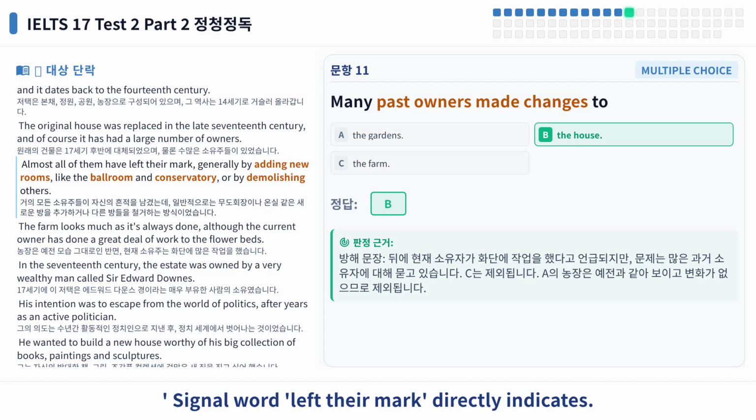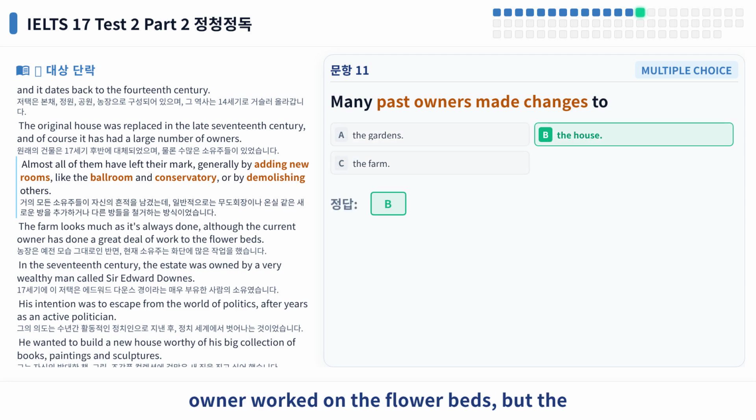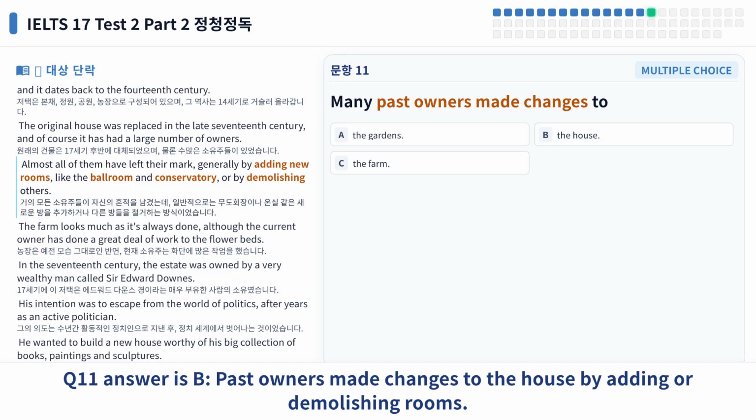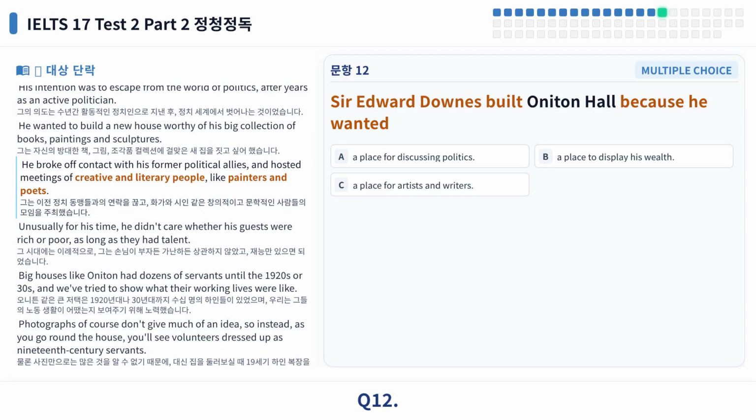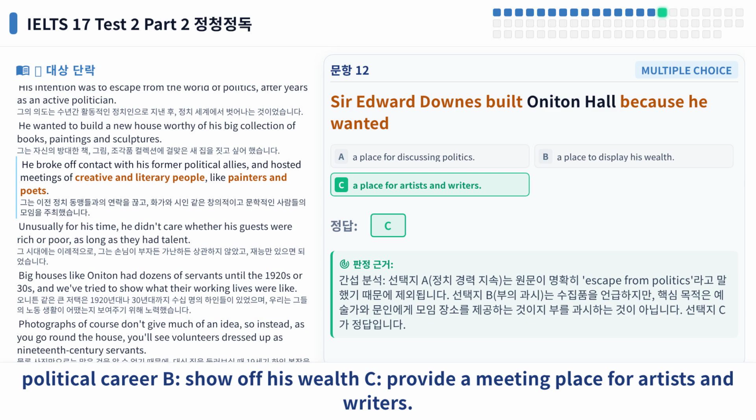Audio says, almost all of them have left their mark, generally by adding new rooms or by demolishing others. Signal word, left their mark, directly indicates. Trap: later the audio mentions the current owner worked on the flower beds, but the question asks about many past owners, so C is wrong. The farm looks the same, no changes, so A is wrong. Q11 answer is B, past owners made changes to the house by adding or demolishing rooms.